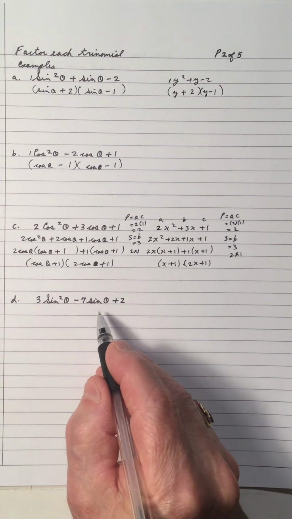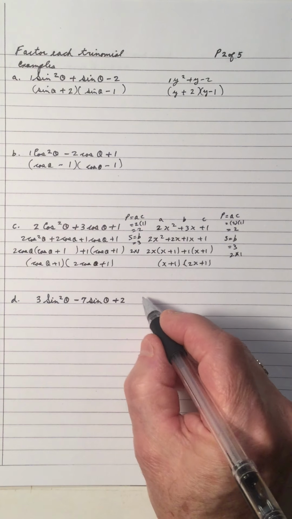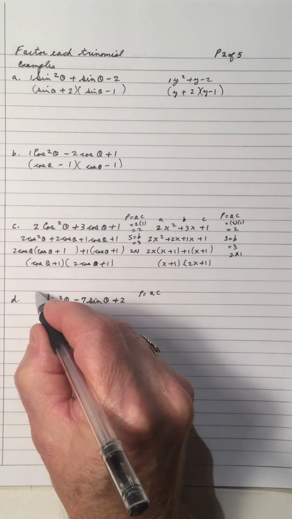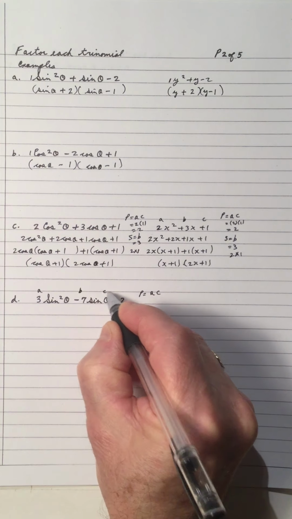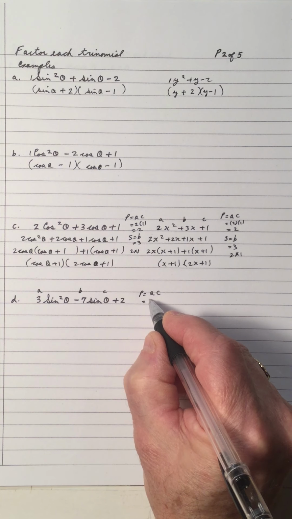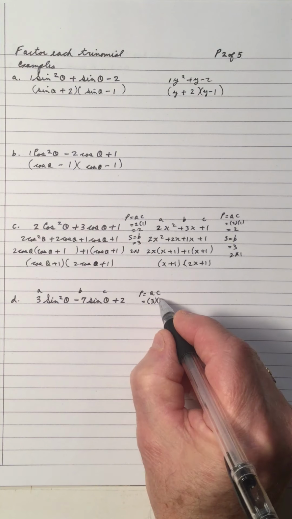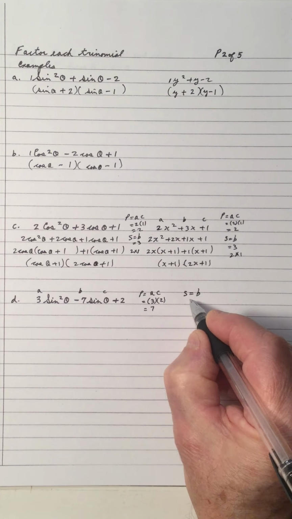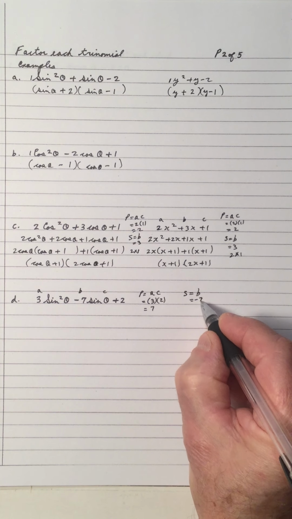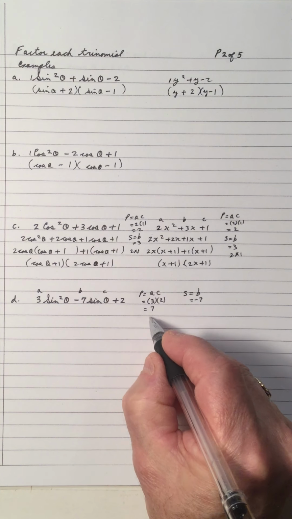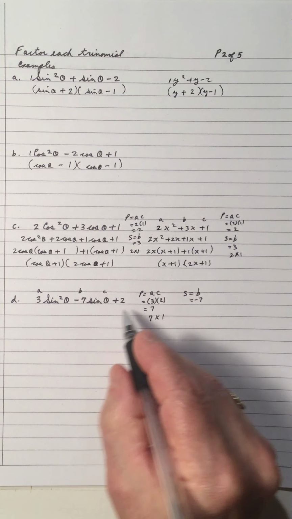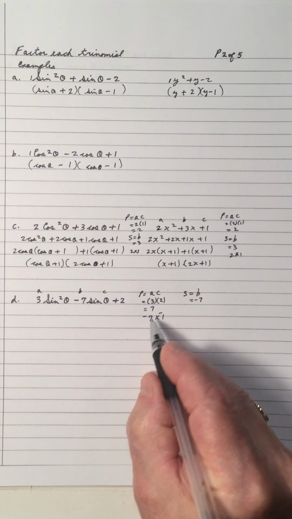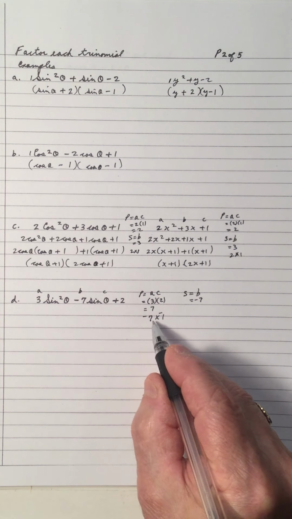Now we have a 3 and a 2. Notice this time we have the product is A times C. Remember, that's A, that's B, and that's C. So A is 3, C is 2. So the product is 7. The sum is the B, so the B is negative 7. So the only factors of 7 are 7 times 1. But the product is positive and the sum is negative. That means we must have 2 negatives. Multiply these two, you'll get 7.